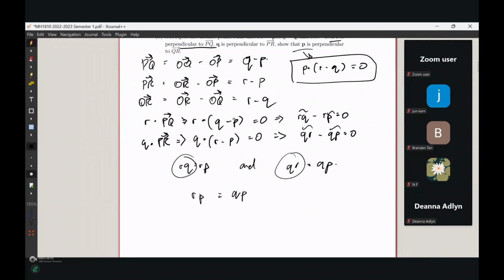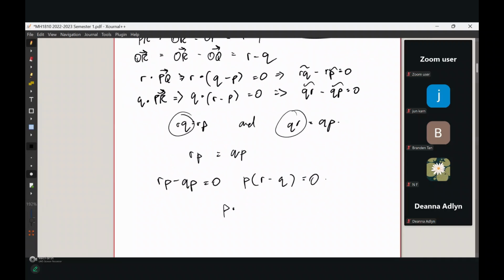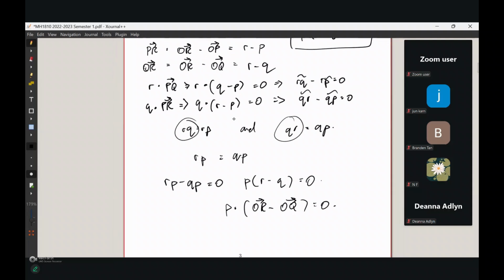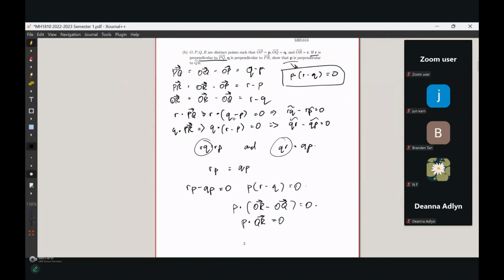What we want to show is R minus Q. So we can move this: R·P minus Q·P equals 0. Factorize out P, so P dot (R minus Q) equals 0. This is the dot product of OR minus OQ, which is QR. So P dot QR is equal to 0, which means that P is perpendicular to QR. Okay, you can stop here.